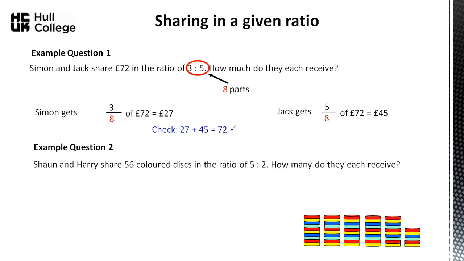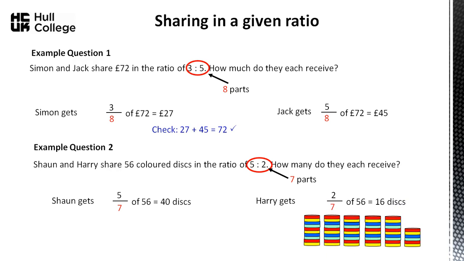Example question 2. Sean and Harry share 56 coloured discs in the ratio of 5:2. How many do they each receive? So to begin, add up the ratio parts. 5:2, 5 plus 2, 7 parts. Sean gets 5/7 of the 56 discs, which gives you 40 discs. Harry gets 2/7 of 56, which is 16 discs. And to check, 40 plus 16 equals 56.